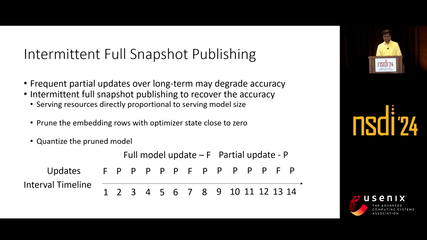As we frequently publish only a part of the model, the serving model may deviate a lot from the training model and may result in accuracy degradation. So, to keep the long-term accuracy of the model, we intermittently publish a full snapshot of the training model. However, the number of inference servers required is directly proportional to the size of the serving model. To significantly save the serving resources, when publishing the intermittent full snapshot, we prune the inactive embedding rows with optimizer state close to 0. We also quantize this pruned model to further reduce the size. This pruning and quantization of the full snapshot have negligible impact on the model accuracy.